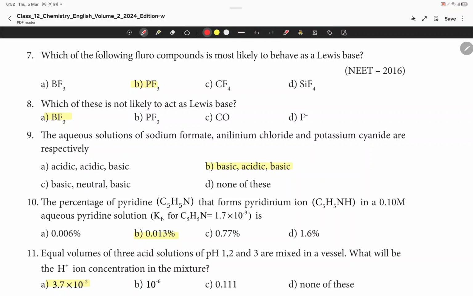The percentage of pyridine that forms pyridinium ion in a 0.10 M aqueous pyridine solution is 0.013%. Equal volumes of 3 acid solutions of pH 1, 2, 3 are mixed in a vessel. What will be the H plus ion concentration in the mixture? 3.7 × 10 power minus 2.